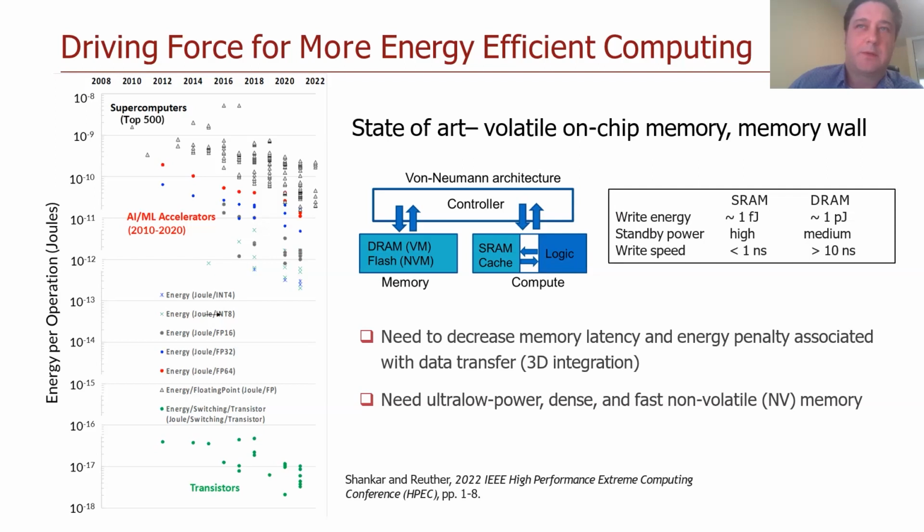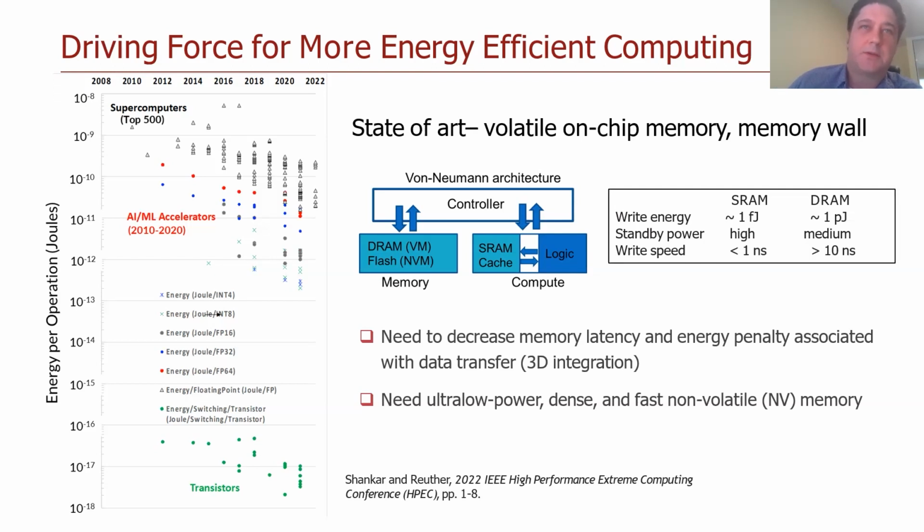This dramatic increase in energy per operation is due to a variety of factors. One important component is data transfer. Present computing systems which employ the von Neumann architecture have data shuttled via a controller between compute and off-chip high-density memory. With on-chip memory limited by large SRAM size, there is an extraordinary volume of data traffic between processor and off-chip memory that adds to energy consumption and latency. Thus, there is a need to decrease memory latency and energy penalty associated with data transfer. As will be discussed, a promising approach is 3D integration.